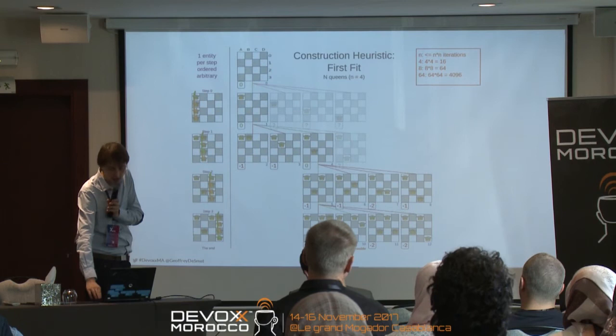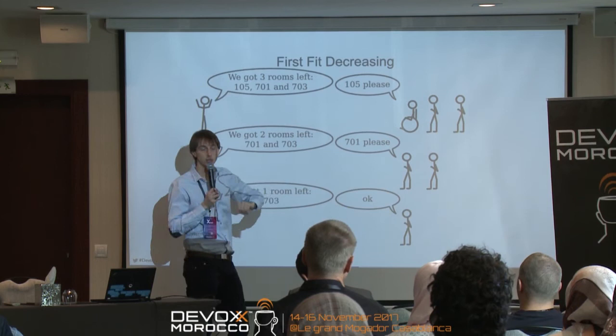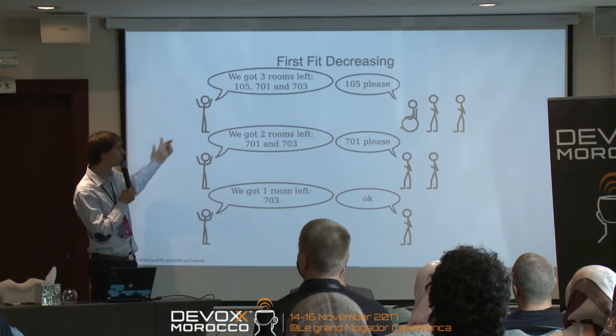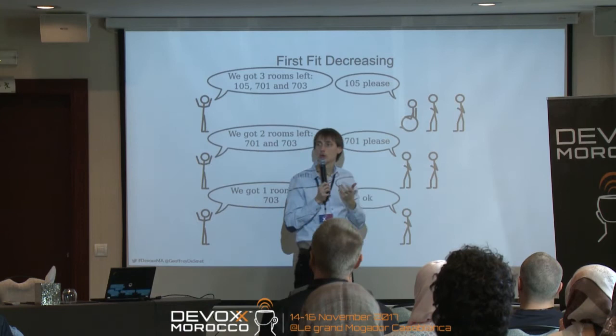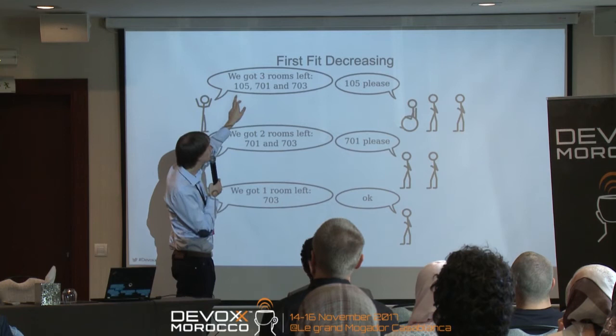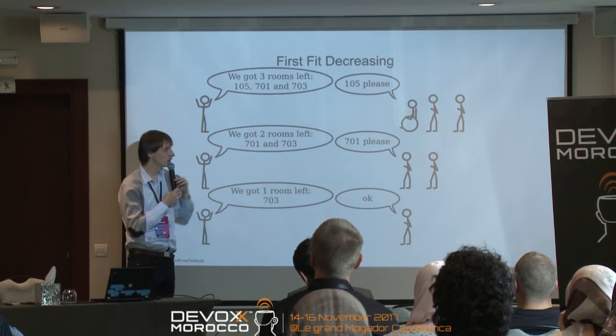And these are the traditional algorithms I talked about earlier. In fact, this is the first fit decreasing algorithm. This is the traditional algorithm I talked about, an improvement over first fit. What we're going to do is prioritize our shifts, or the things we need to assign, or our queens, starting with those which have more constraints, more needs. So we're first going to assign, in this case, room 105. The person in the wheelchair is on the bottom floor, and you actually get better solutions that way.